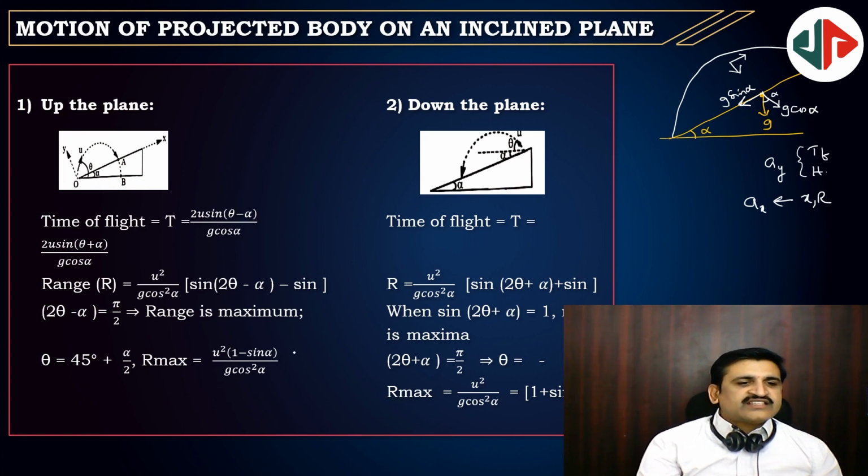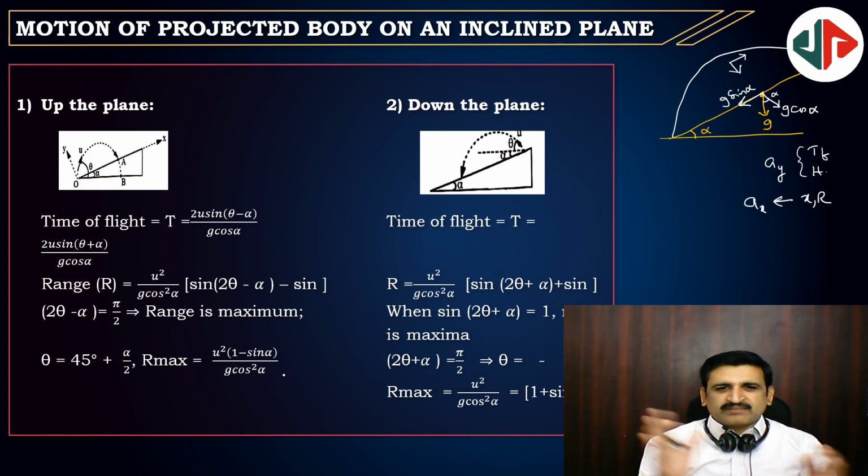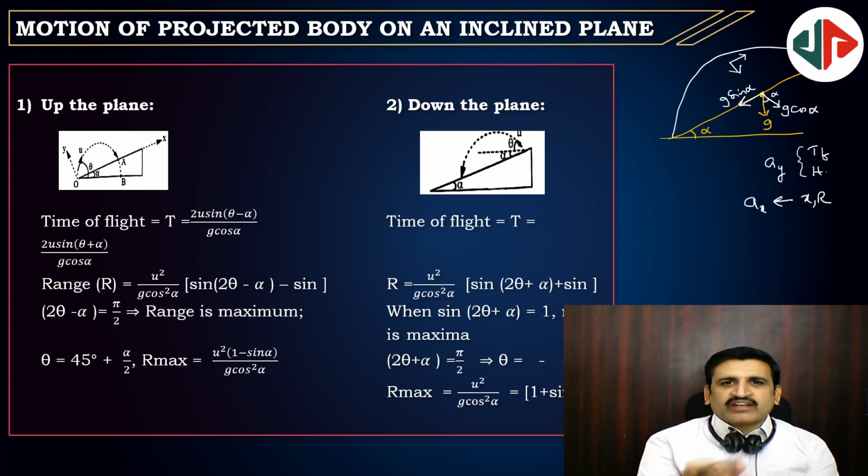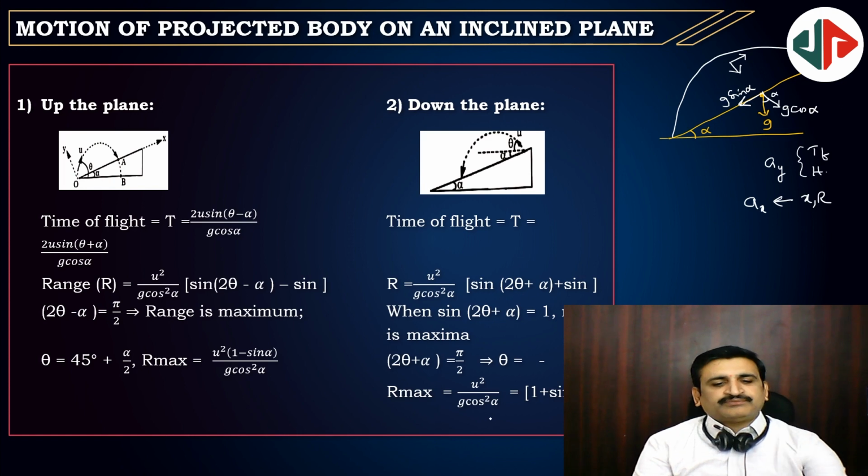Next, range is maximum for pi by 2, of course. R maximum is equal to u square by g into 1 minus sin alpha. Here I adjusted the place, that's why some letters are on the top line and the bottom line. You can correlate with the printed book whatever you received. R is equal to u square by g cos square alpha into sin of 2 theta plus alpha plus sin alpha. Okay, and then R maximum is u square by g cos square alpha.